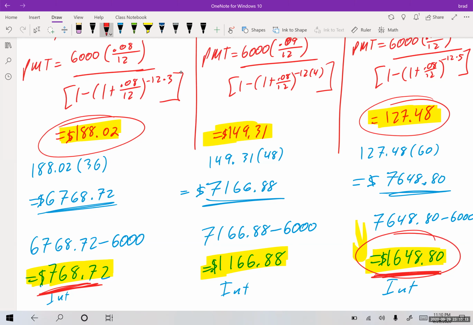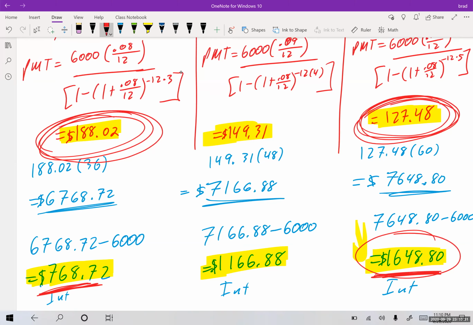But what if you just can't afford $188 a month? What if you need it to be $127? This is that dilemma where just because you know the math says this is the better idea, this might be all you can afford. You might need the lower monthly payment. So a lot of times that's why you see more expensive cars get 5, 6, and 7-year loans, because you can't afford the monthly payments.